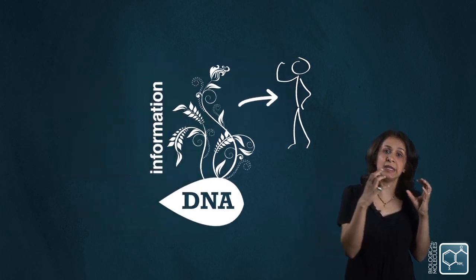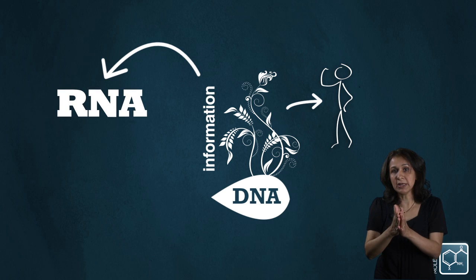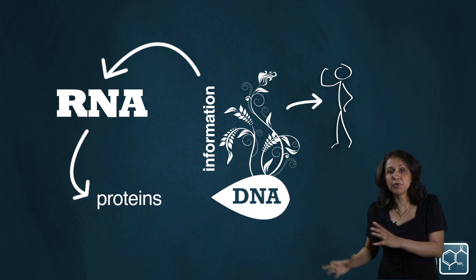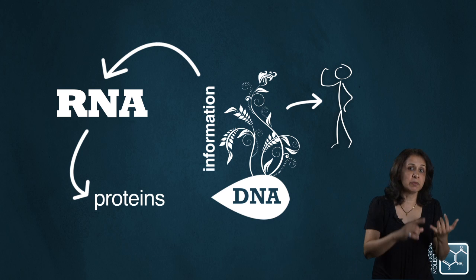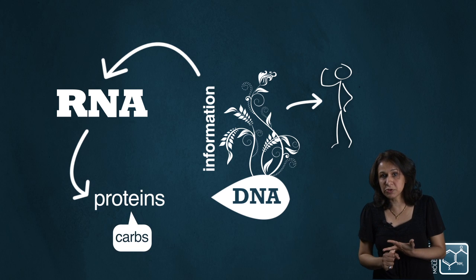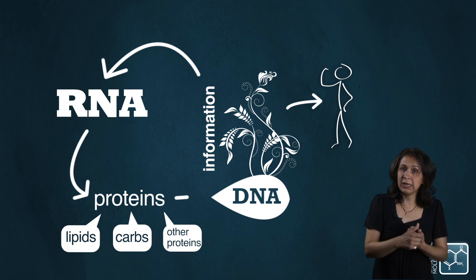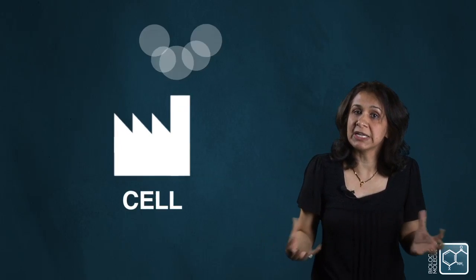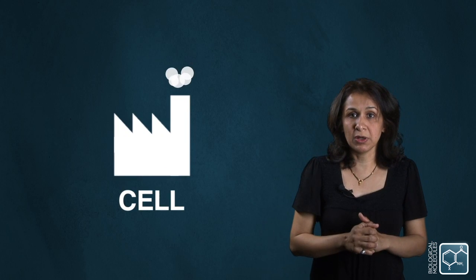So information in the DNA is transmitted to RNA. Information from RNA is used to form proteins. Proteins in our cells are then used for all the processes. For example, proteins are used to make carbohydrates, proteins are used to make lipids. They're also used to make other proteins as well as DNA and RNA. So you see, a cell is a little factory where things are getting made all the time. These biological molecules are getting synthesized as needed, and they're used for different functions of the cell.